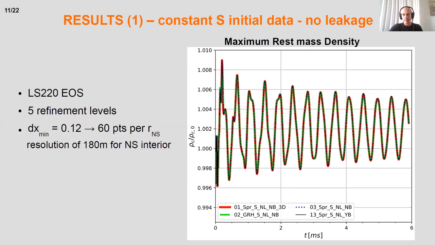And here you can see the evolution of the rest mass density in the case of constant entropy initial data with no leakage. You can see that the full 3D run 01, which is the red curve, perfectly matches the octant symmetry run 02 with GRHydro, 03 with SPRITZ, and also 13 with the magnetic field. So from this we see that the implementation seems to work perfectly well when not considering neutrino leakage.